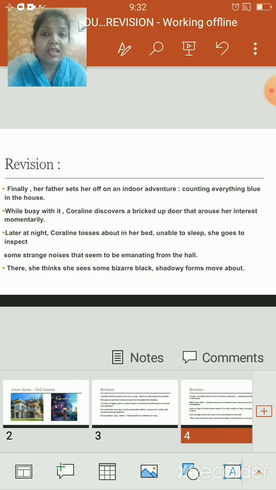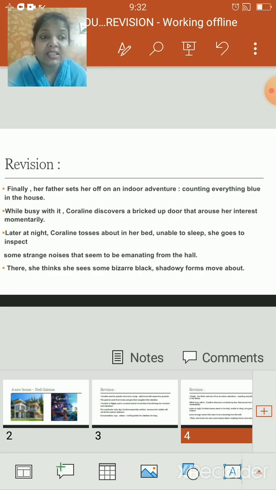Now, she is still not happy with this particular answer. So later at night, Coraline tosses about in her bed. Unable to sleep, she goes to inspect some strange noises that seem to be emanating from the hall. When she was trying to sleep, she could actually hear some strange noise. She couldn't realize what this noise was all about.